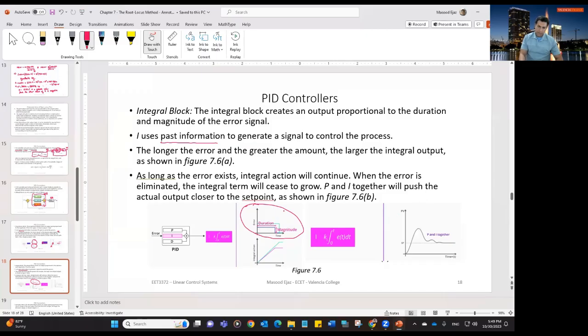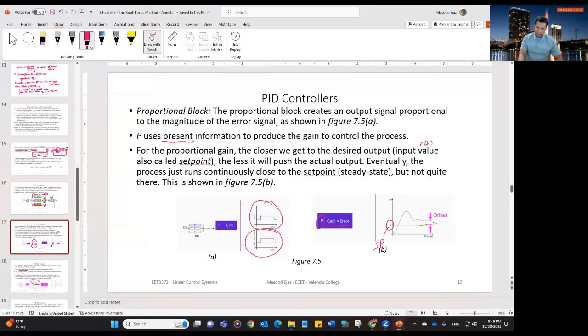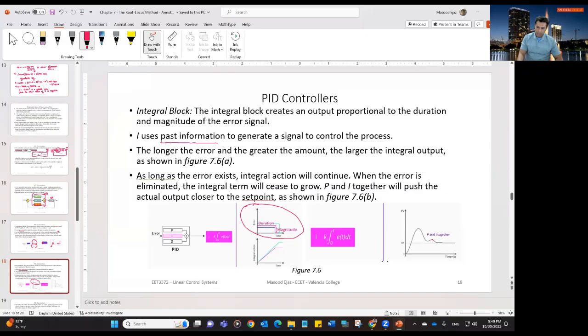P and I together will push the actual output closer to the set point. So as you can see, without integral, you had some offset between the desired output and the actual output. And if you include the integral as well, then it's going to try to push it closer to the set point or closer to the actual value.